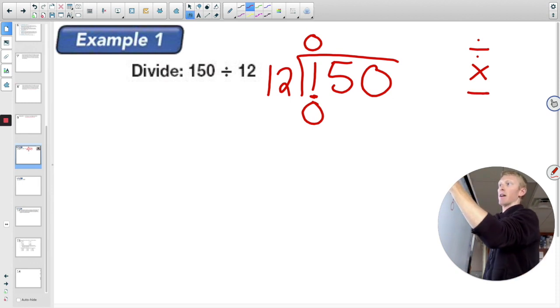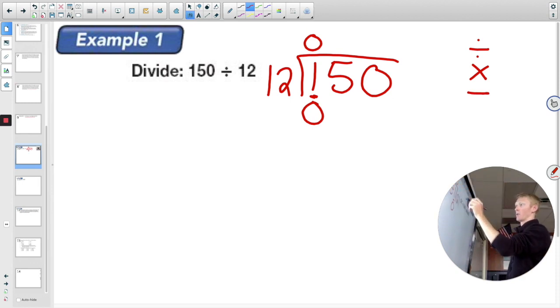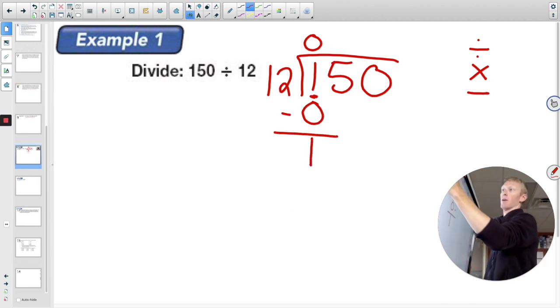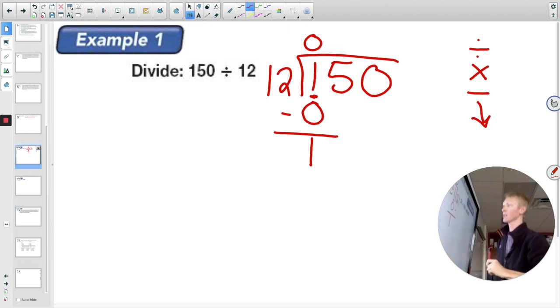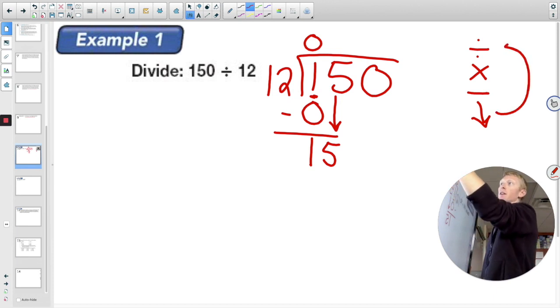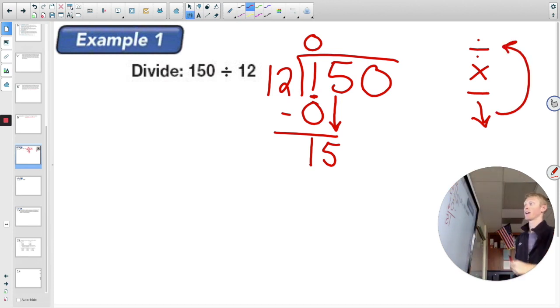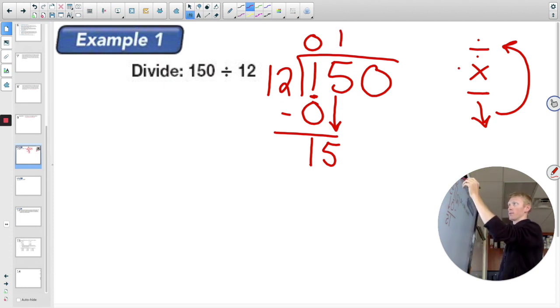Next step you have is subtract. So 1 minus 0, that gives me 1 left over. And the last step you have is to drop down. So drop down that 5, gives me 15. All right, back to the top of my order of steps, back up to divide. So now I have 15 divided by 12. 12 goes into 15 one time. Multiply. 12 times 1 is 12.